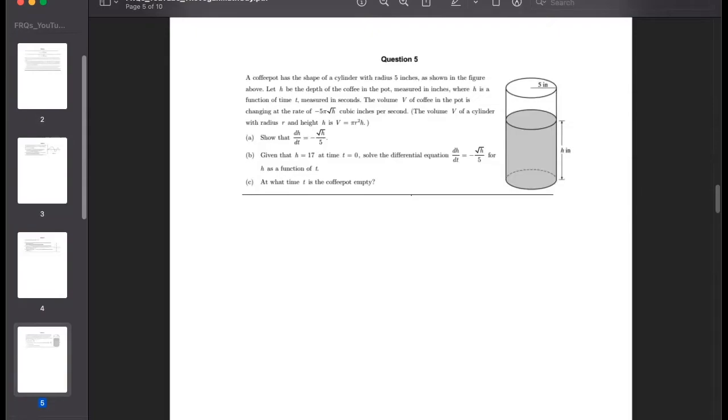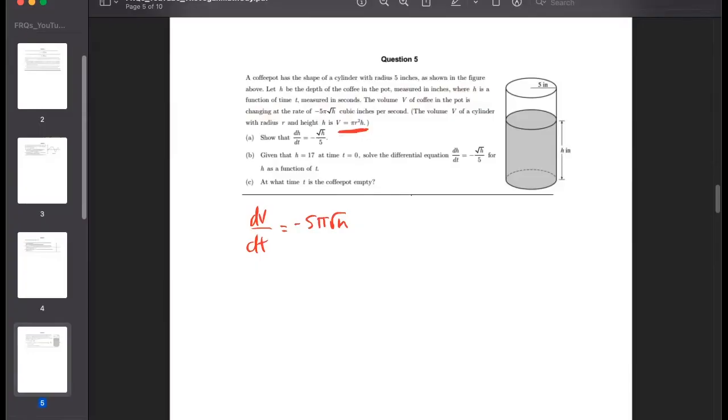Okay, so in this particular problem, they mentioned that the rate of change of the volume is negative 5 pi root h. So we can already say that dV/dt is equal to negative 5 pi root h. And luckily for us, they give us the equation for volume, which is pi r squared h. If we don't remember it, that's a good thing to have.